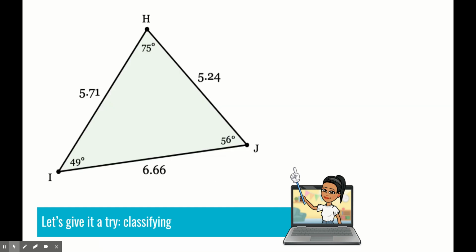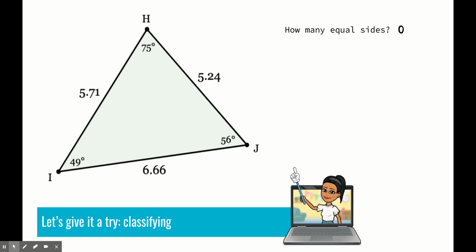So now let's give it a try. Here we have a triangle. We see sides and we see angle measurements. And there are two things we want to know. The first is how many equal sides are there in this triangle? If we look, we notice that all of the sides are not equal. None of them are equal. So we say that there are 0 equal sides.